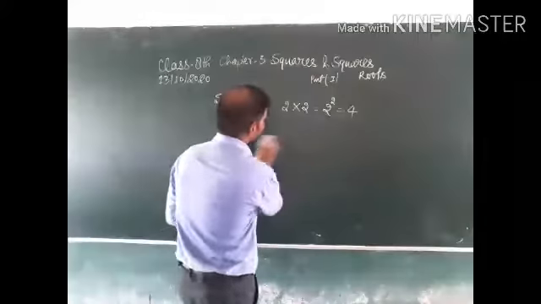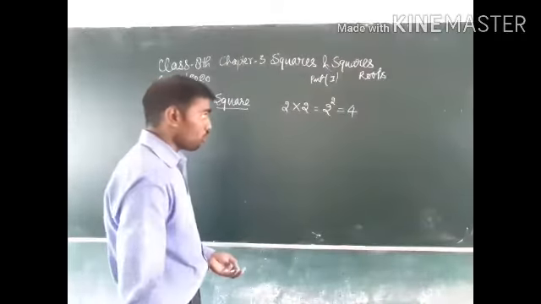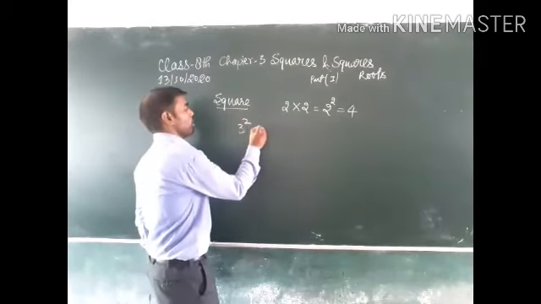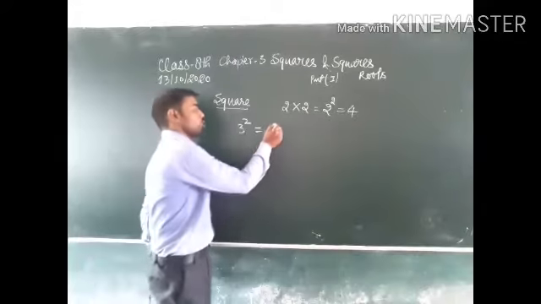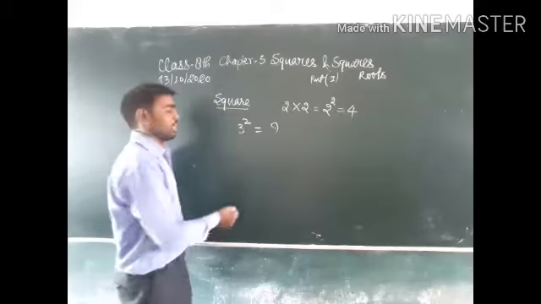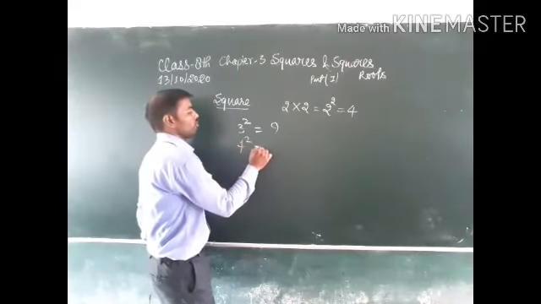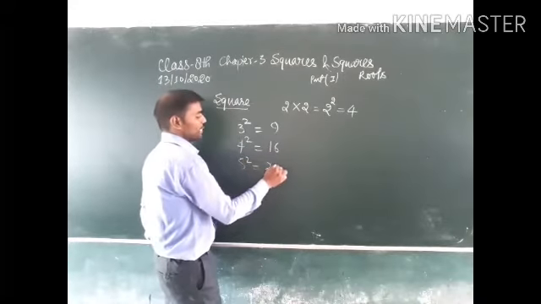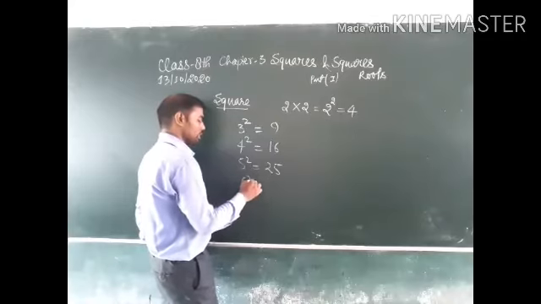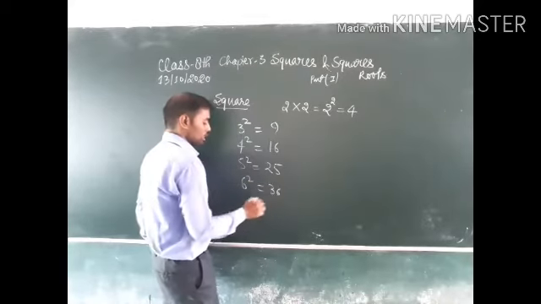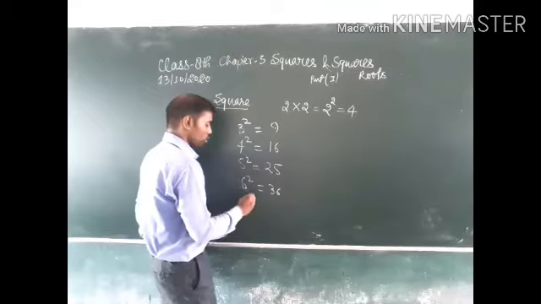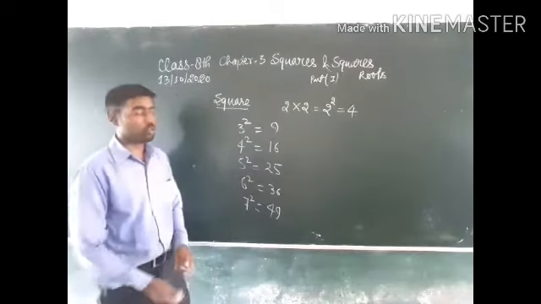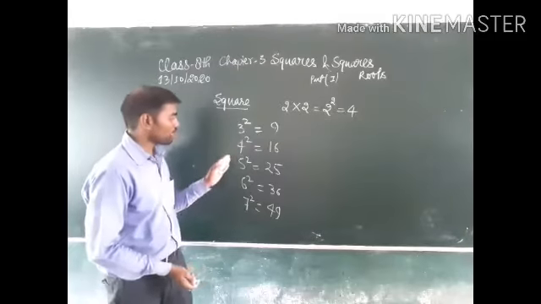So we can say the square of 2 is 4. Similarly, we can write 3 to the power 2. It means square of 3 is equal to 9. Similarly, square of 4 is equal to 16. Square of 5 is equal to 25. Square of 6 is equal to 36. Square of 7 is equal to 49. So this is the form of square.